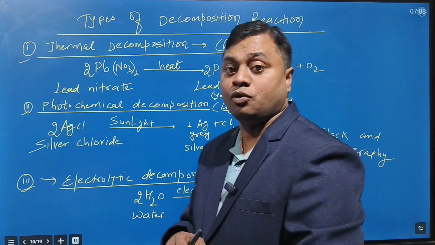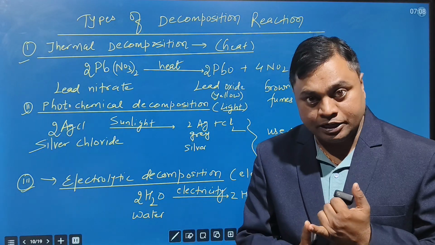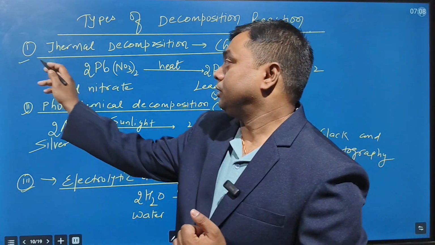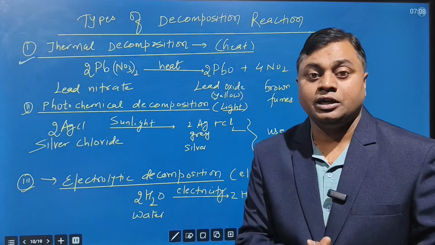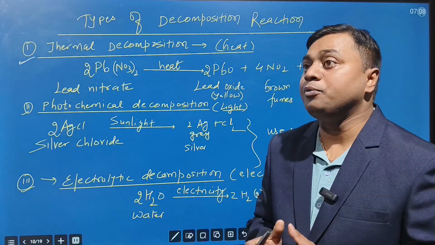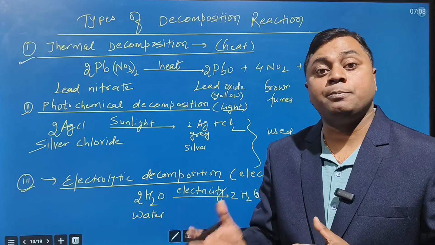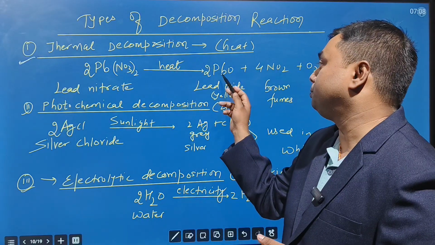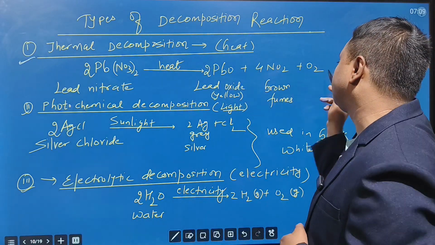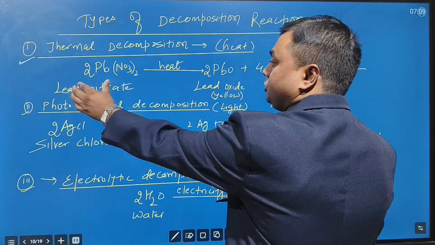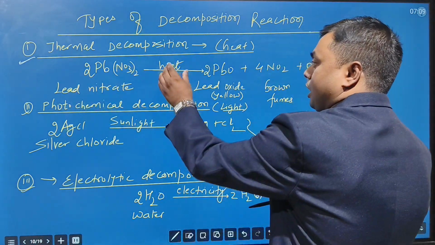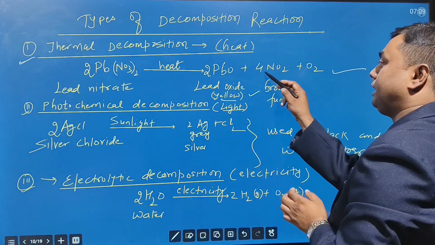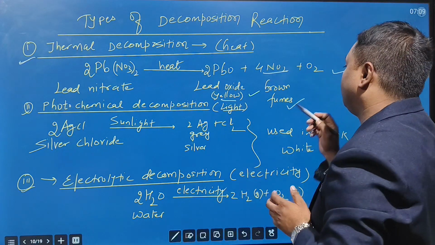We have three types of decomposition reaction. First one is thermal decomposition, next photochemical decomposition, and electrolytic decomposition. Thermal means heat. So it is a type of decomposition reaction which takes place with the help of heat. For example, once you heat lead nitrate, it gives you lead oxide plus nitrogen dioxide plus oxygen. The balanced chemical equation: 2Pb(NO3)2 upon heating gives 2PbO, that is lead oxide, which is yellow in color, plus nitrogen dioxide, which is brown fumes, plus oxygen.